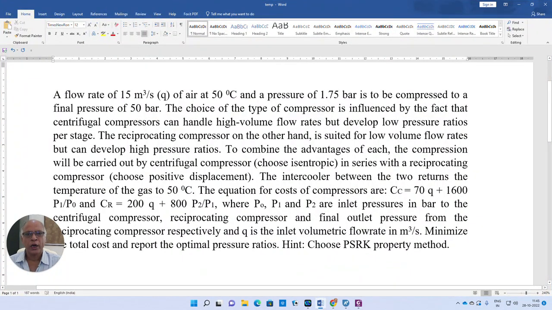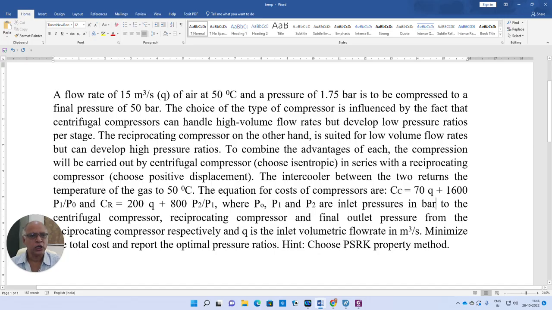Good morning. In this session, I would like to demonstrate another example of using the optimization toolbox in Aspen. A flow of 15 cubic meters per second at 50 degrees centigrade and 1.75 bar needs to be compressed to 50 bar by using two different types of compressors.